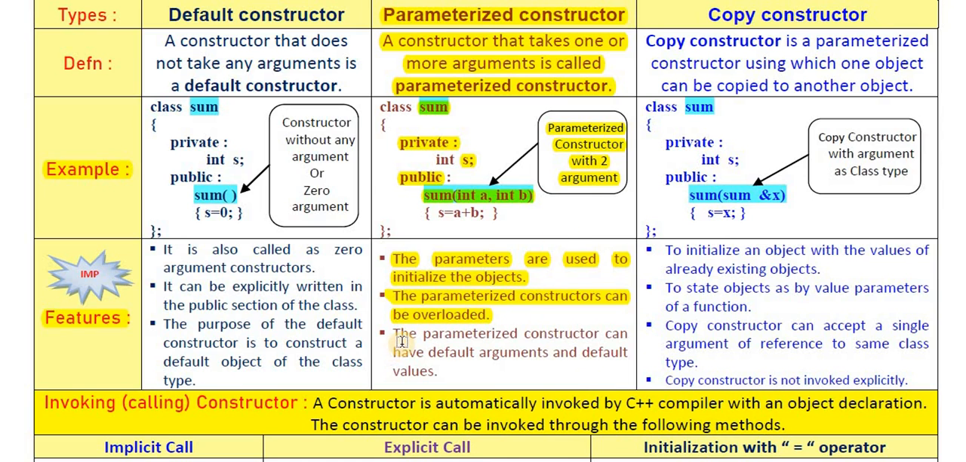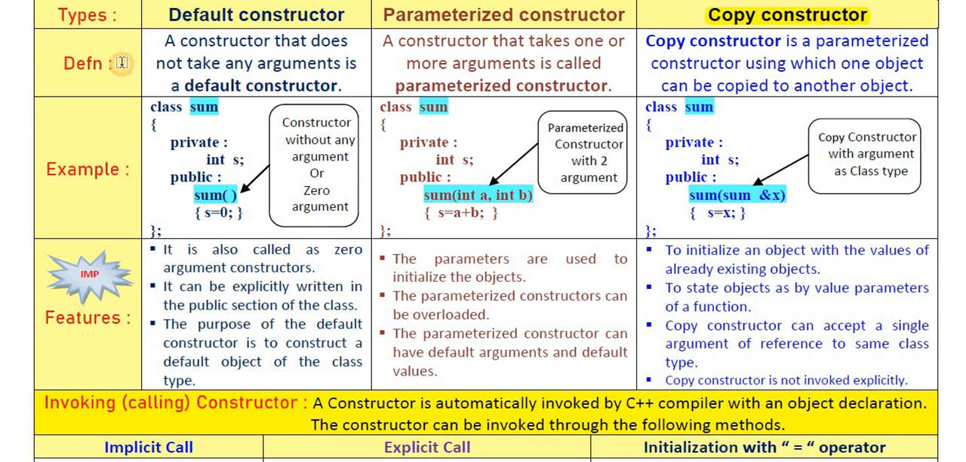Okay, next. The parameterized constructor can have default arguments and default values. Means we can assign a default value in the parameter itself. So this is about parameterized constructor. Okay, the last type is copy constructor.